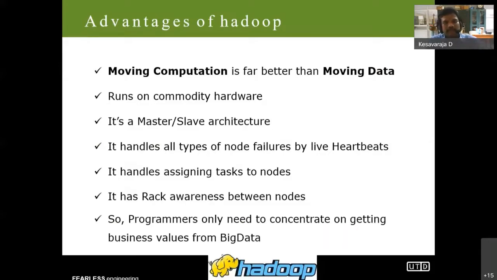So some advantages. Moving computation is far better than moving data. It runs on commodity hardware. It uses master-slave architecture. It handles all types of node failure, even with live heartbeats. It handles assigning tasks to nodes, and rack awareness between nodes. Please read the first line again.